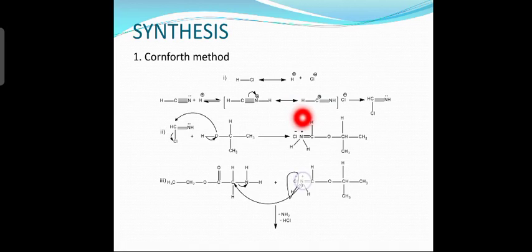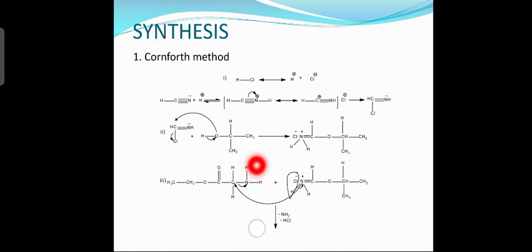Now this exists in resonance with HC plus by the shifting of electrons. You can see over here, from carbon to nitrogen. So carbon acquires a positive charge and the triple bond undergoes cleavage, so that you get what? A double bond, and then an NH bond. This will be in the close neighborhood of the Cl minus ion, so that you get CHCl double bond NH.